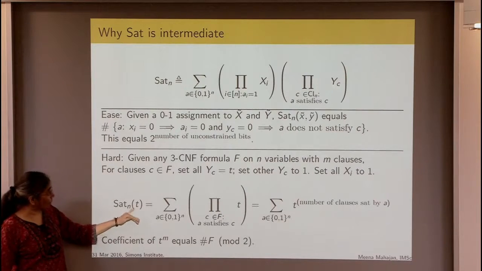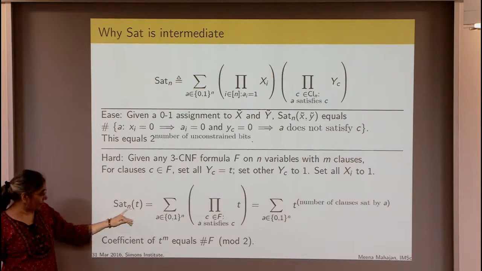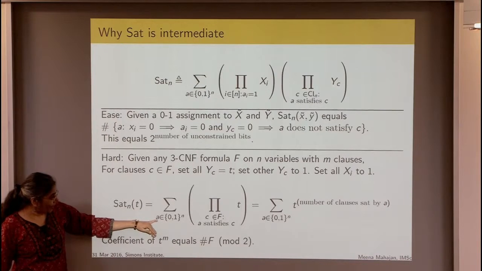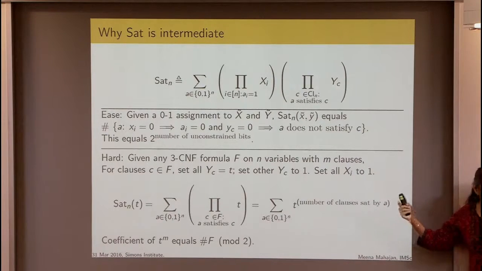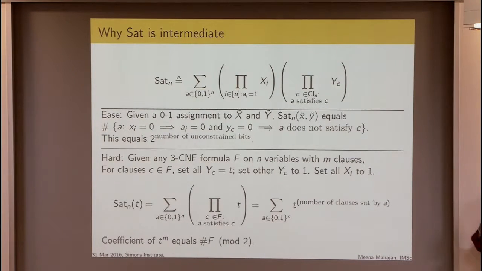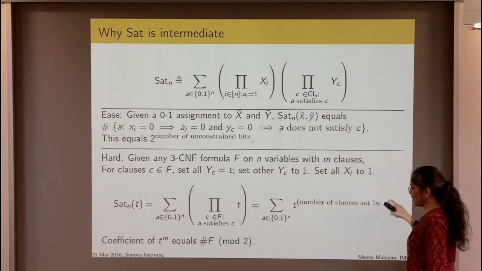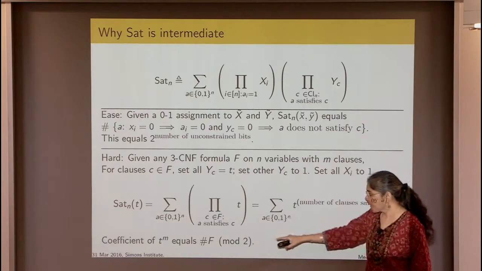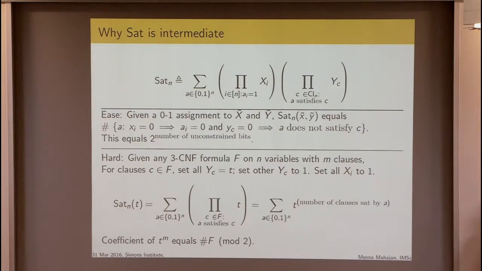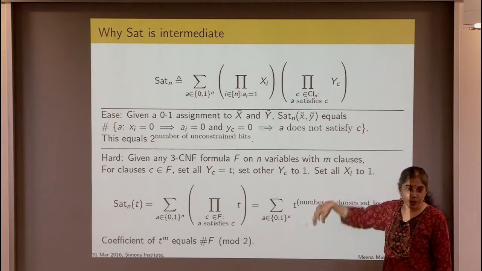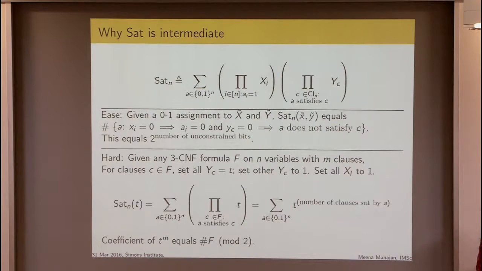So I get this, not bivariate, but univariate polynomial in t. And every assignment A contributes a term t raised to the number of clauses which are actually satisfied by A. And since we are interested in satisfying assignments, we want this exponent here to be the degree. So we're just looking at the coefficient of t to the m. So it's not that the value of this polynomial gives us what we want, but a particular coefficient gives us what we want. If this polynomial were easily computable, then we would be able to do coefficient extraction also. So this is the spirit in which we can show that all those 5 polynomials are intermediate.